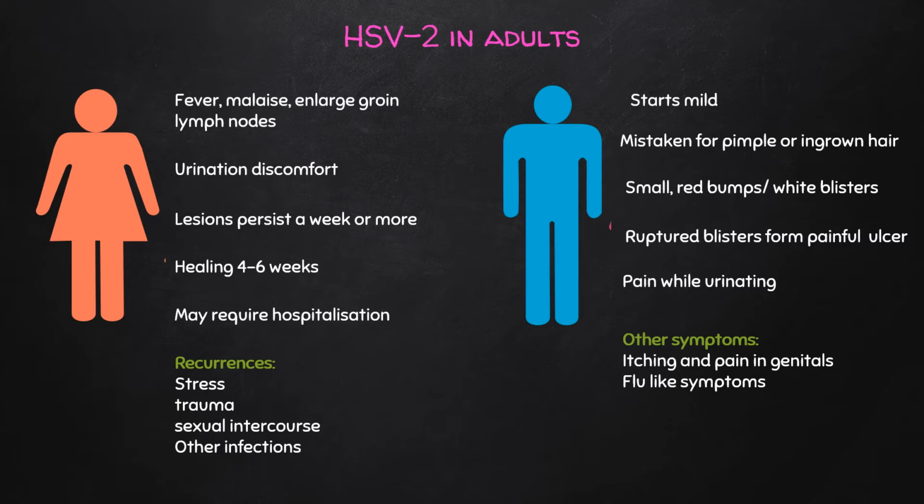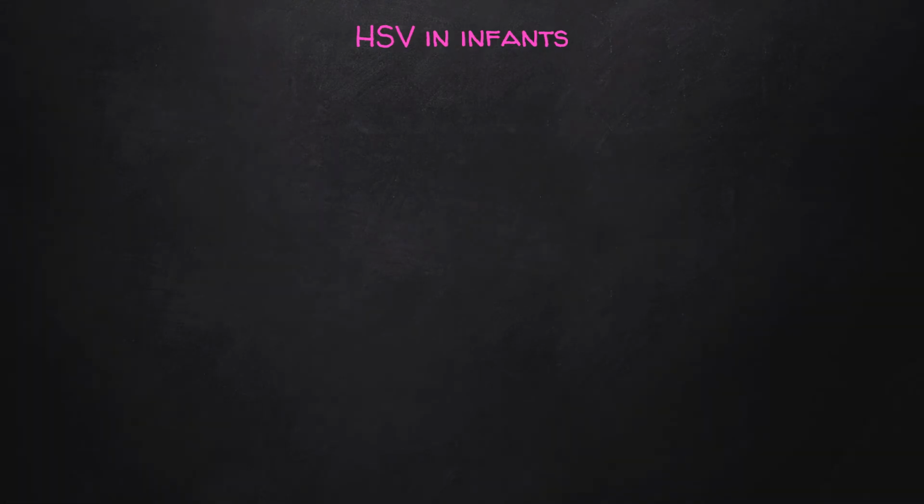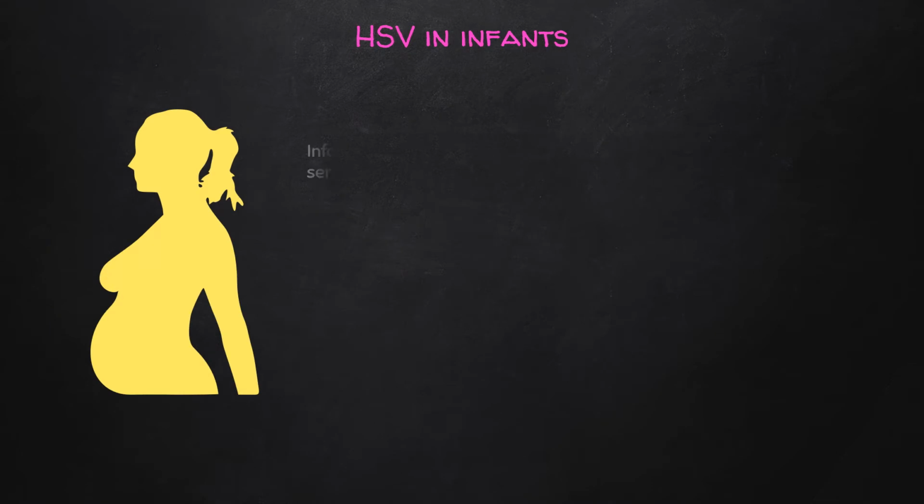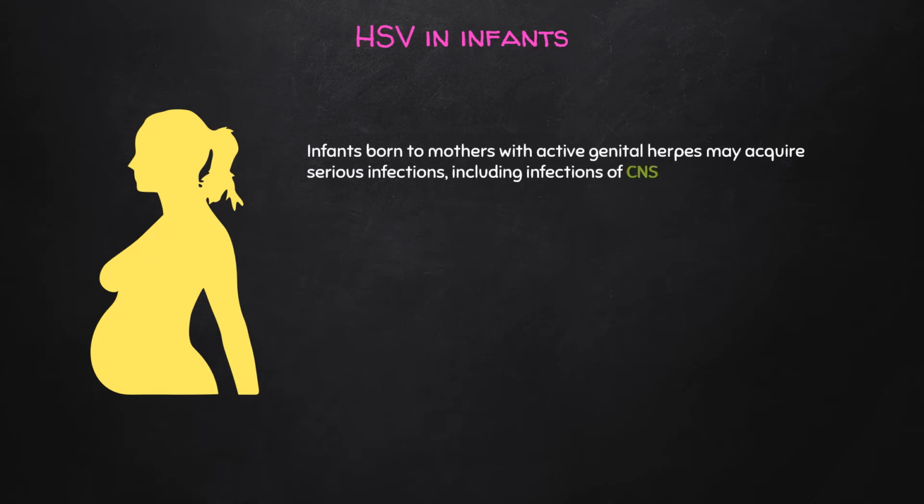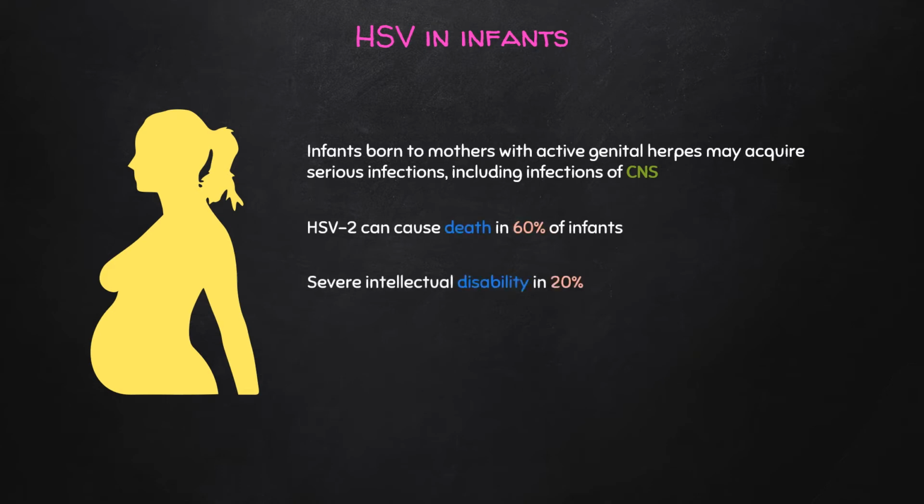Infants born to mothers with active genital herpes may acquire serious infections, including infection of the central nervous system. HSV2 can cause death in 60% of infants and severe intellectual disability in 20% of surviving infants. The virus may be transmitted to the infant as it passes through the infected birth canal.